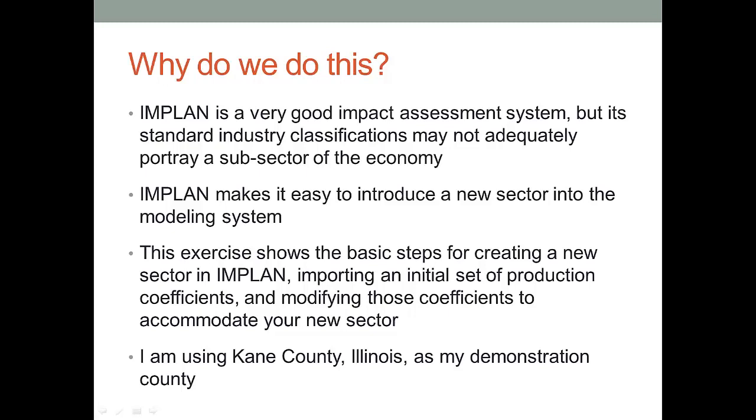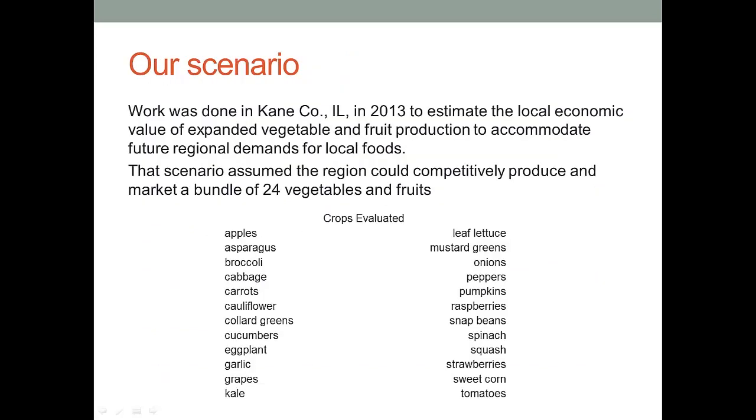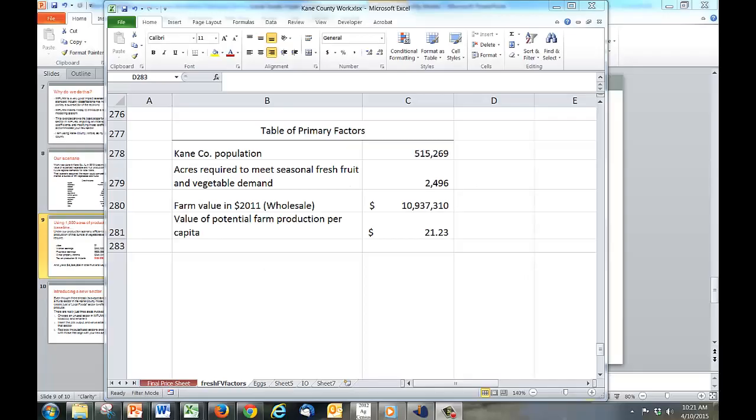I'm using Kane County, Illinois as my demonstration county. Working with local planners in 2013 in Kane County, Illinois, we looked at the possibility of local production of a bundle of fruits and vegetables. And again, this is local production for local and regional demand. We developed a scenario that had 24 fruits and vegetables that experts in the region, producers in the region, thought that they could produce competitively.